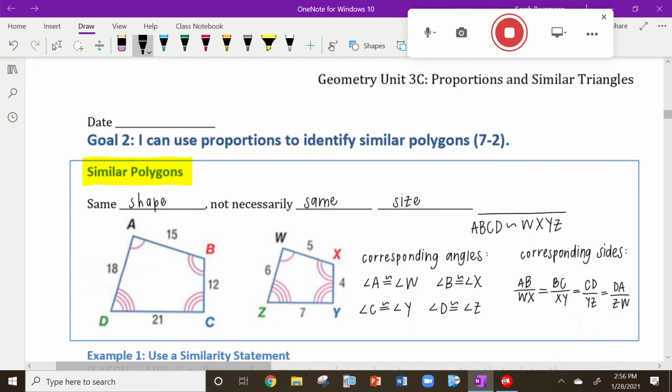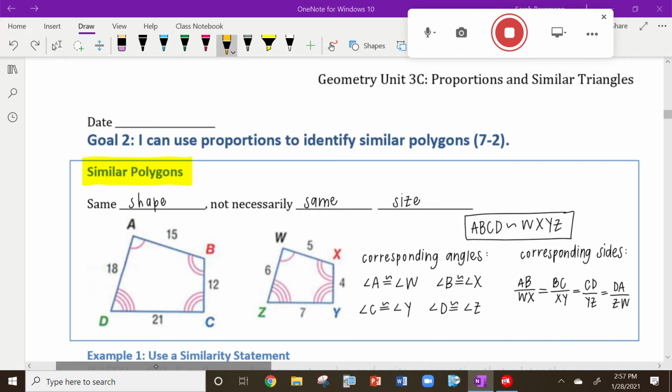We can write that like this. With these polygons, all the corresponding angles have to be congruent. So angle A corresponds to angle W, just like with congruent shapes. This similarity statement is written in a specific order. The first letter corresponds to the first letter in the other shape. Those two angles are congruent. The same thing goes for every other angle.